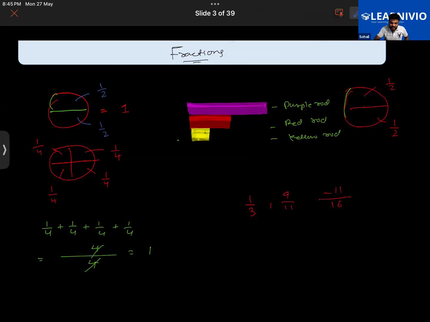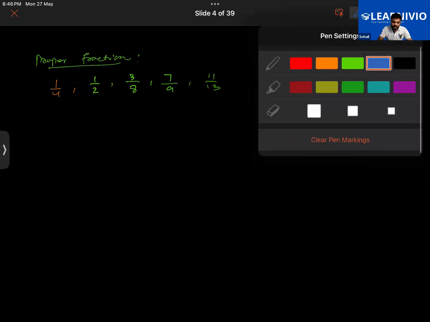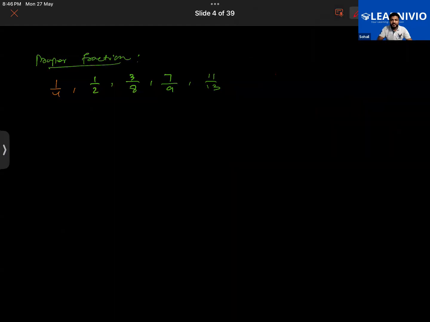In this, the upper number is called the numerator. What do we call this? Numerator. And the number that is below is the denominator. Now in such fractions, if the numerator is lesser than the denominator, they are called proper fractions. 1 is smaller than 4, 3 is smaller than 8, 1 is smaller than 2, right? So all these are examples of proper fractions where the numerator is smaller than the denominator. Hope you are getting it.